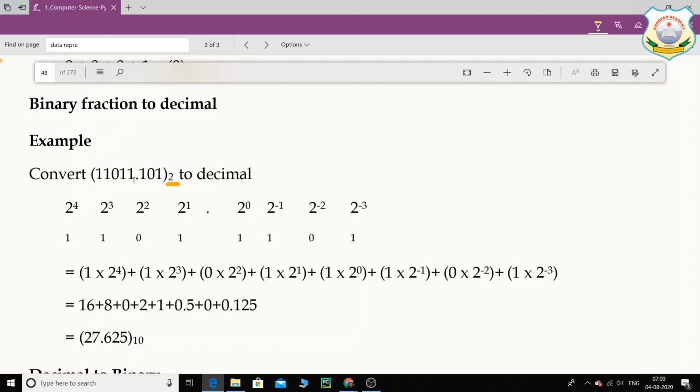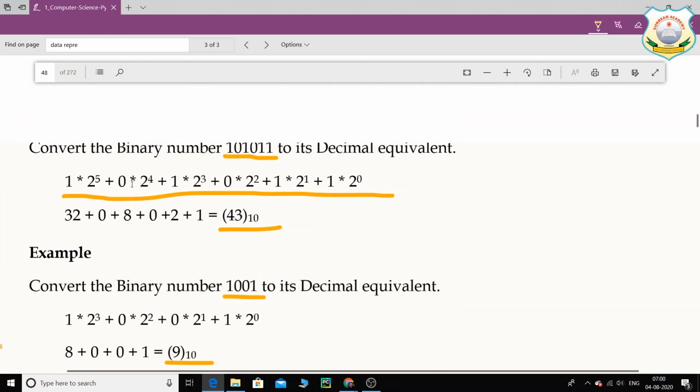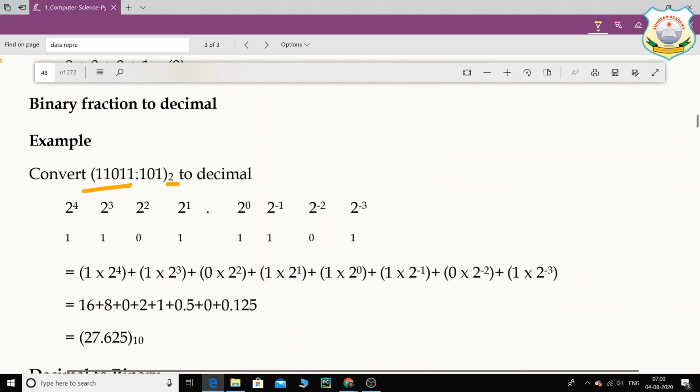So this is a binary number, and I have to convert this into decimal. The procedure is pretty simple. You know what you are supposed to do for the integer part, that is 11011. How are you going to do it? You use the same procedure as we did previously. We start from the right hand side and multiply by 2 raised to 0, and then 1, 2, 3 and 4.